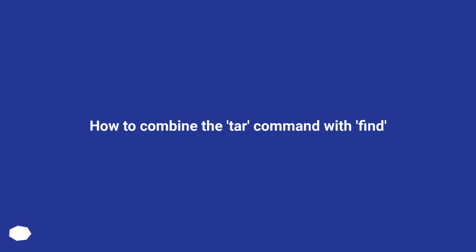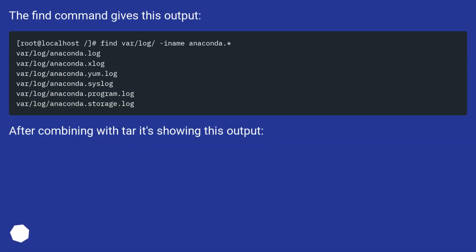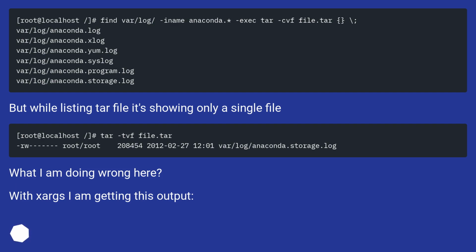How to combine the tar command with find. The find command gives this output. After combining with tar, it's showing this output. But while listing the tar file, it's showing only a single file. What am I doing wrong here?